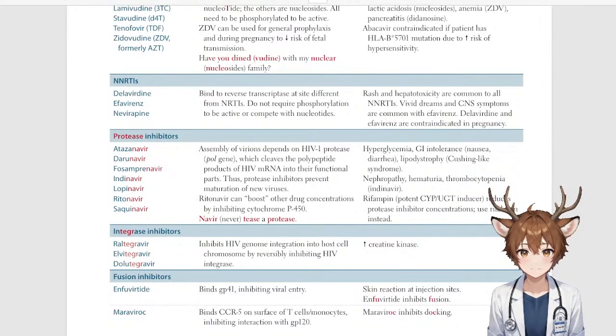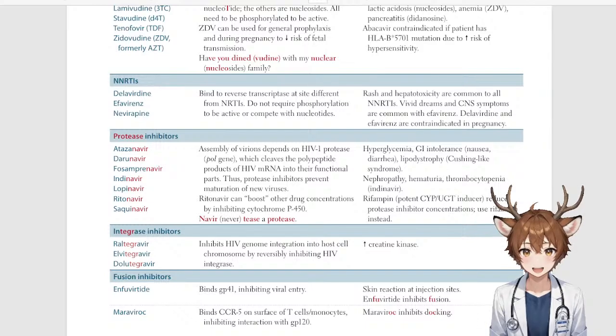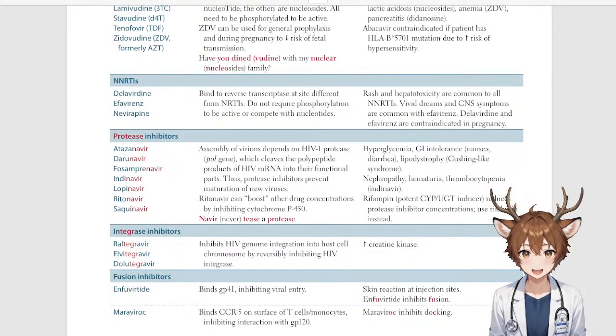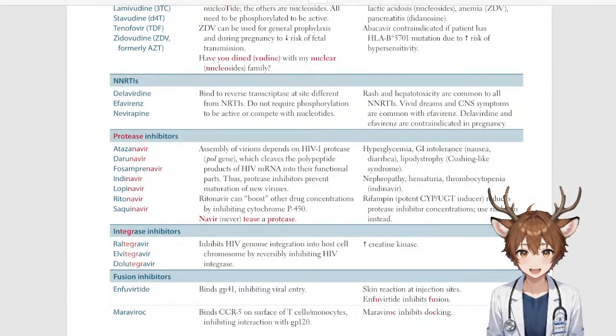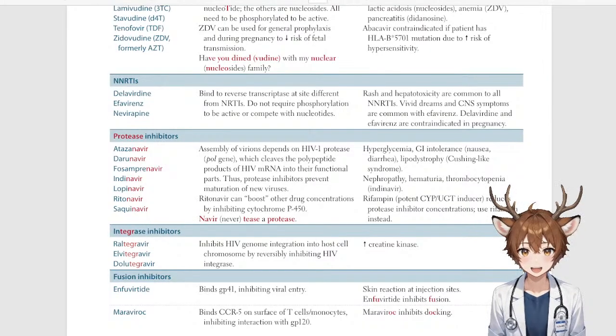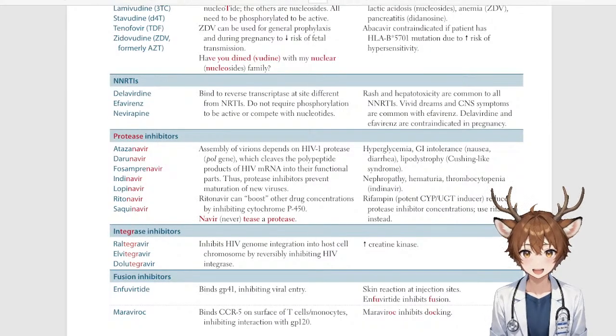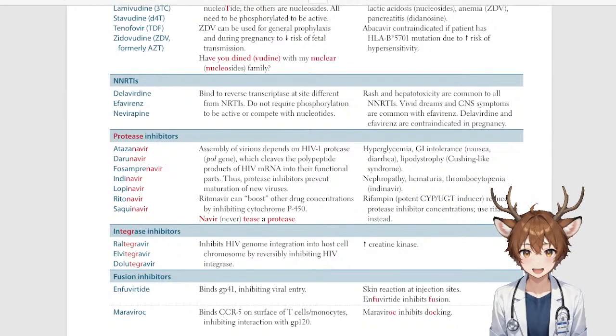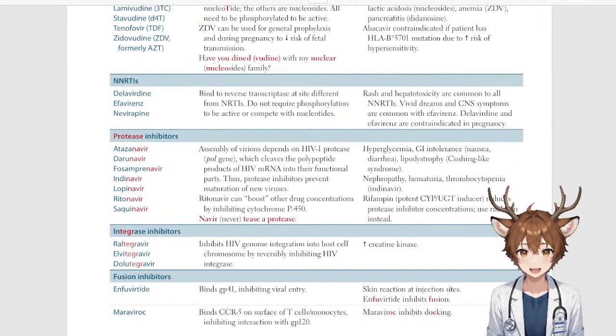What about integrase strand transfer inhibitors? We have bictegravir and dolutegravir. And your book also has this third one called elvitegravir. Integrase inhibitors inhibit the HIV genome integration into the host cell chromosome by reversibly inhibiting the HIV integrase. The adverse effects would be increased creatine kinase, and it can cause weight gain. Interesting.